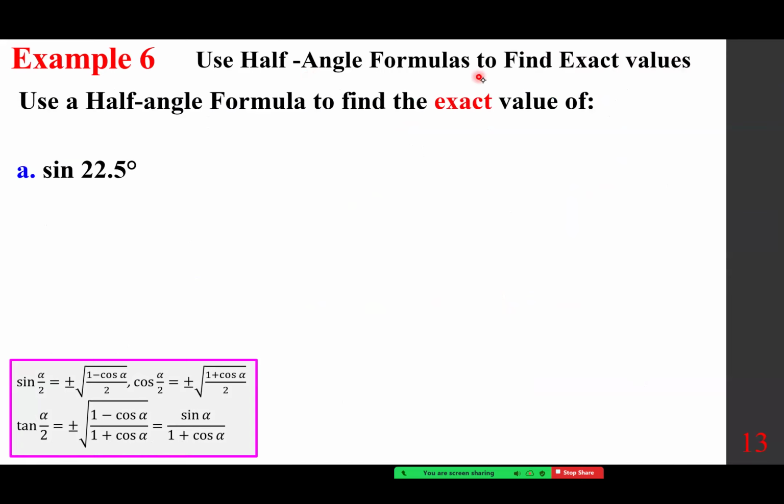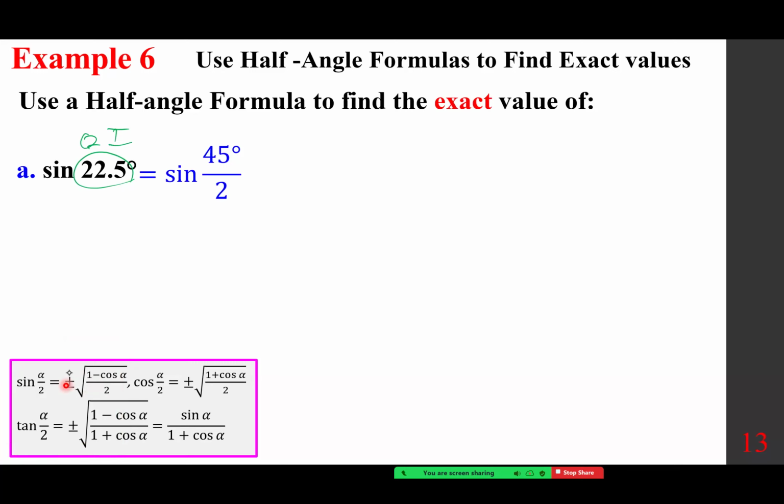Use half-angle formulas to find exact values. Use a half-angle formula to find the exact value of sine of 22.5 degrees. Now, of course, 22.5 is half of 45, so 45 over 2. By the way, we have again plus minus, but 22.5 degrees clearly is in the first quadrant, and therefore positive. In the first quadrant, everything is positive, so we don't have to worry about that. So plus minus the square root of 1 minus cosine alpha over 2 just becomes plus. This is the formula, but we use the plus because it's in the first quadrant.